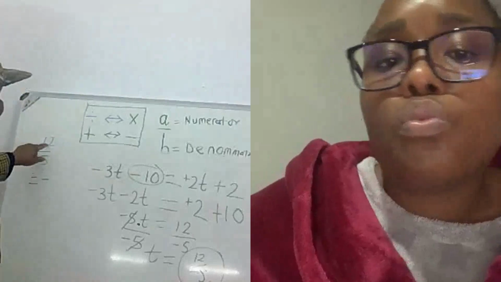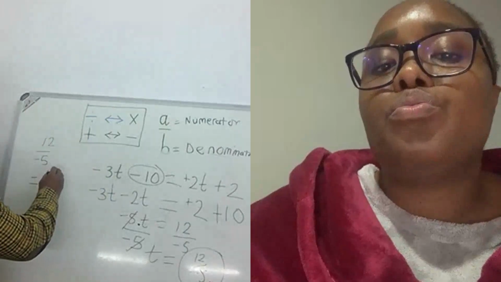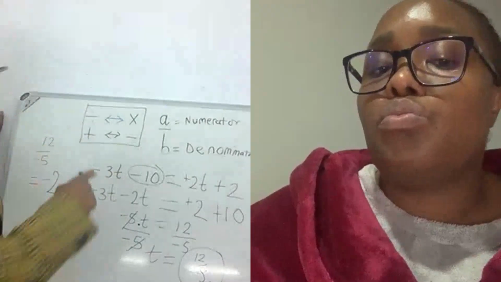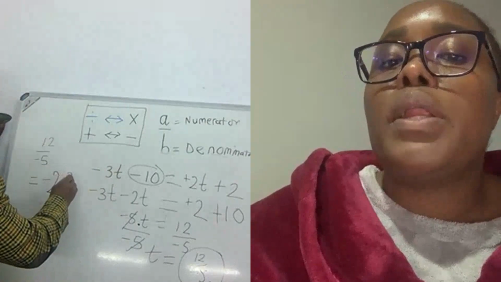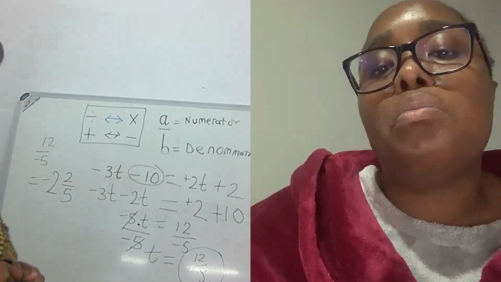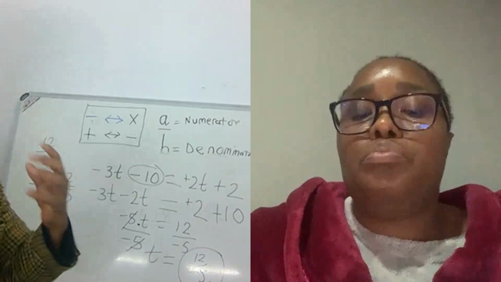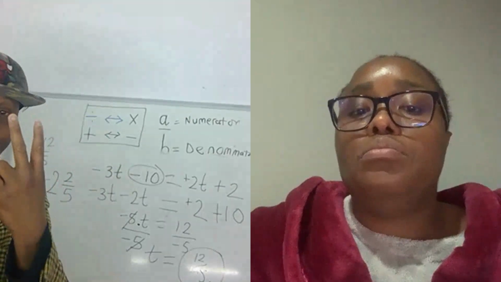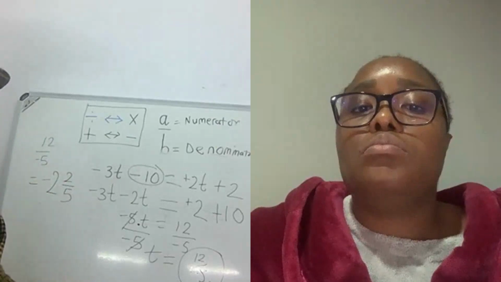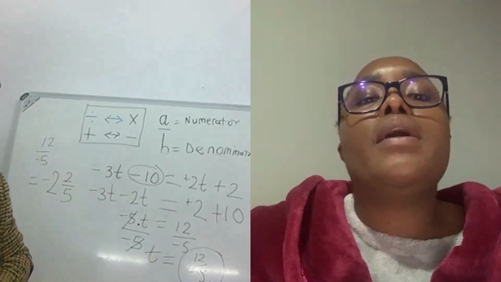How many 5s in 12? It's 2. So we're going to write 2, which is 10, because there are 2 fives, which is 10, but we're going to be left with 2. So write your 2 on top, and then you write this 5 here. This minus is going to come behind. And that's going to be your mixed fraction.